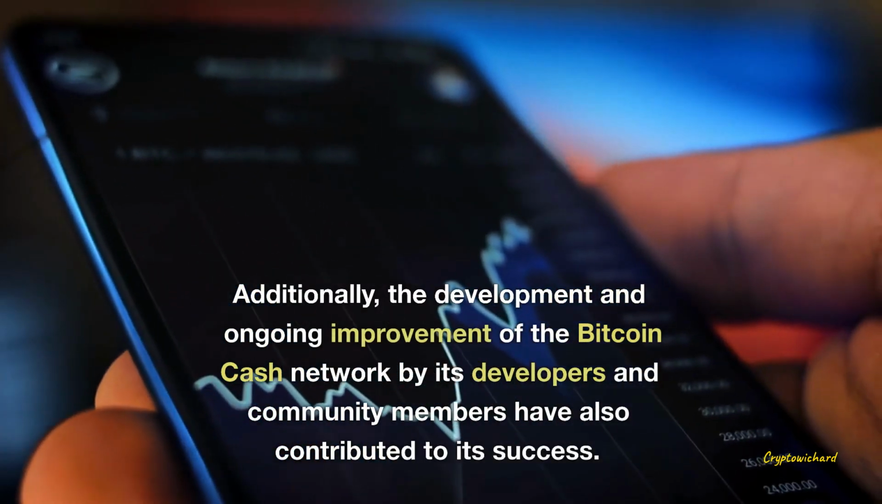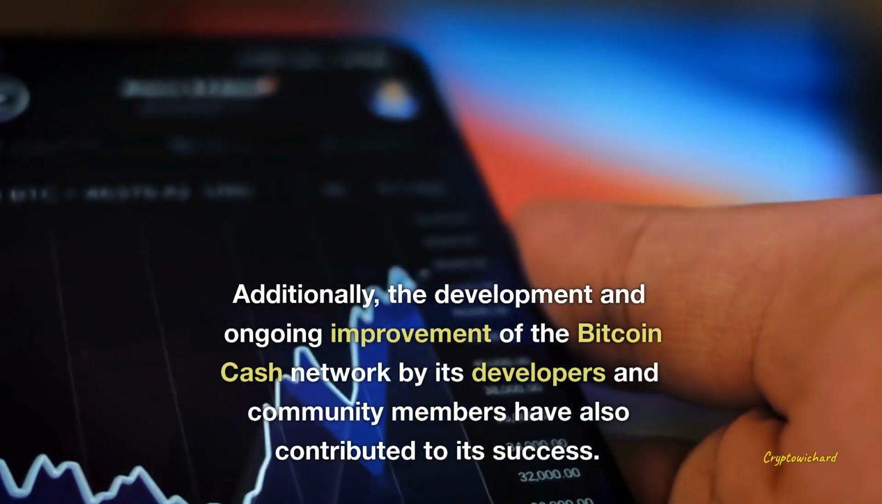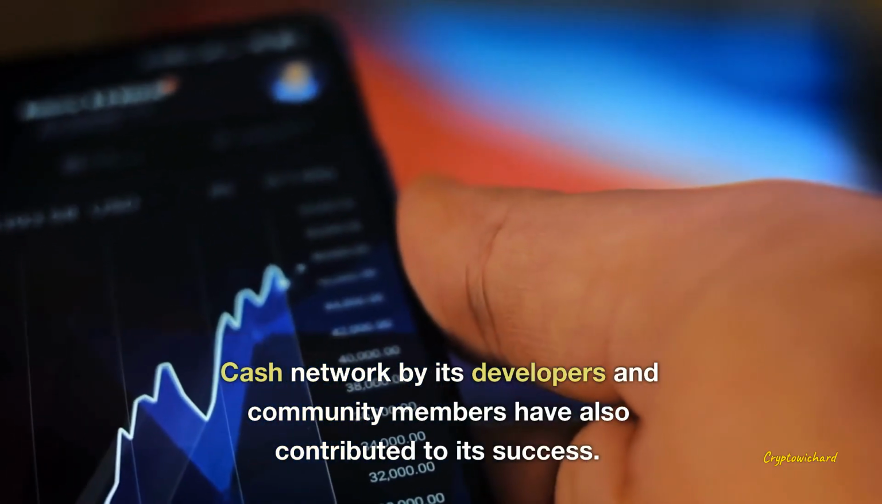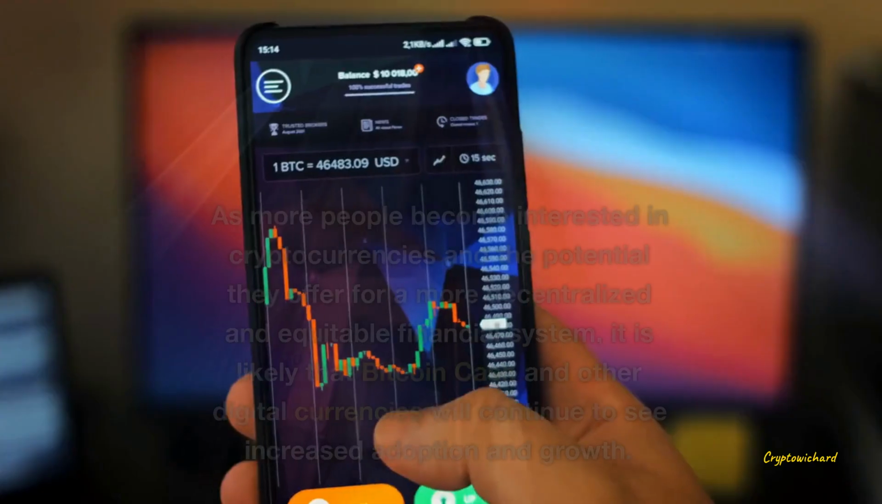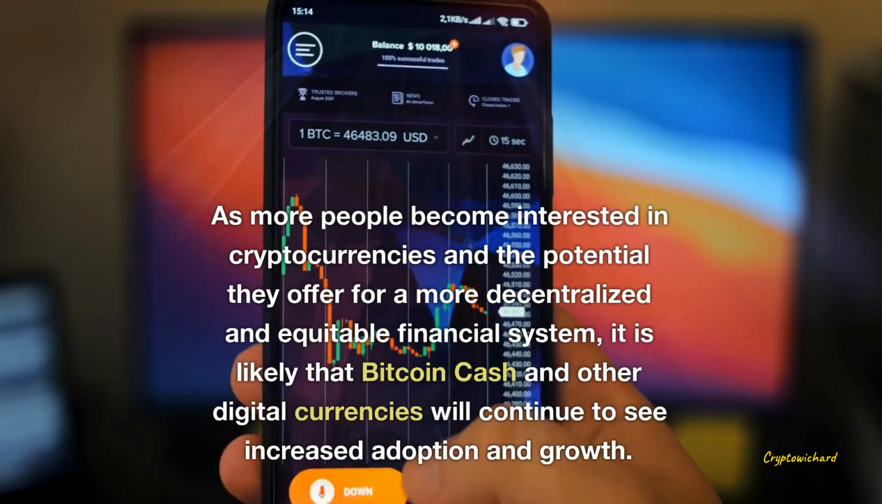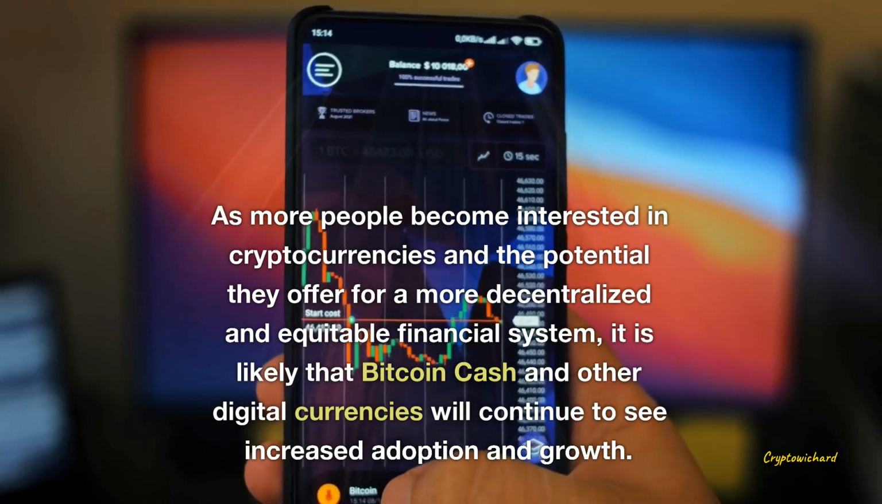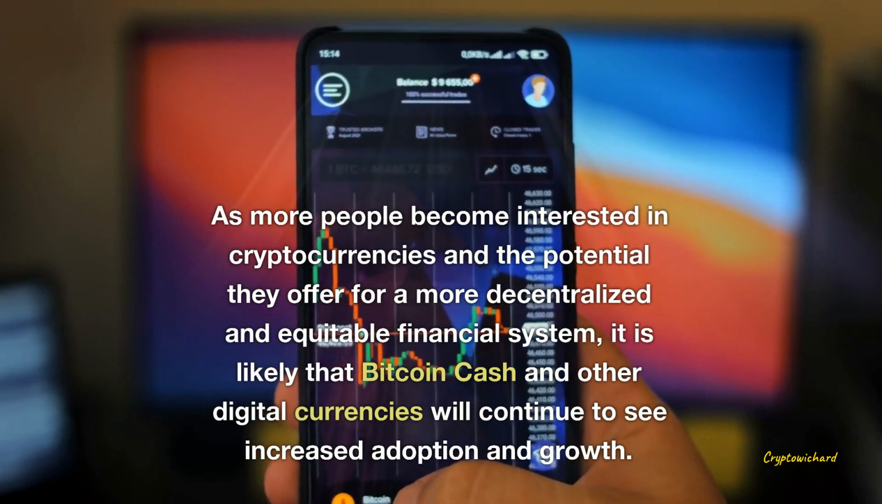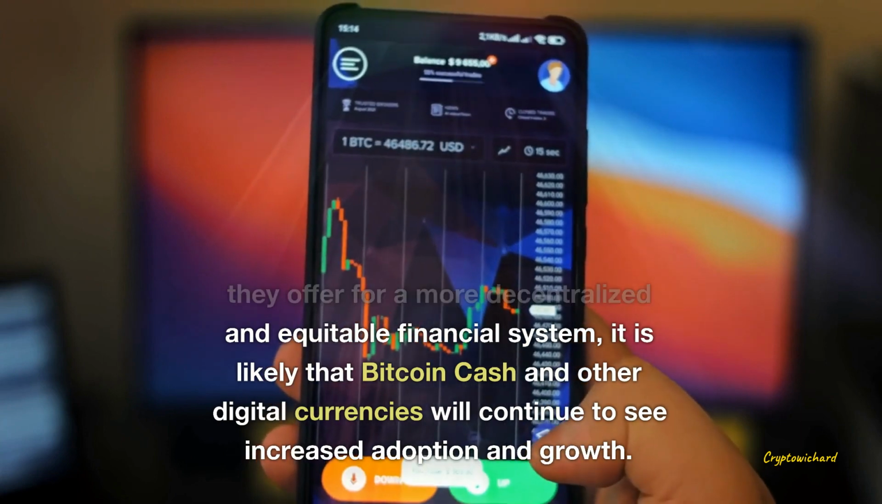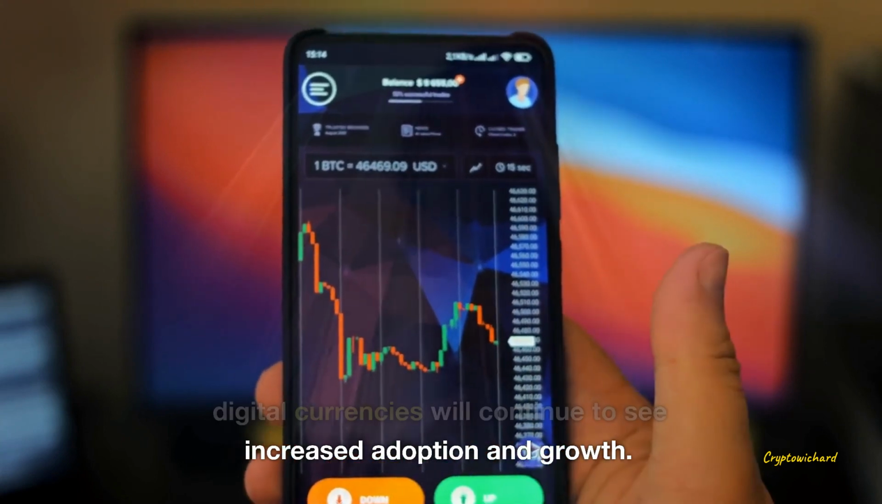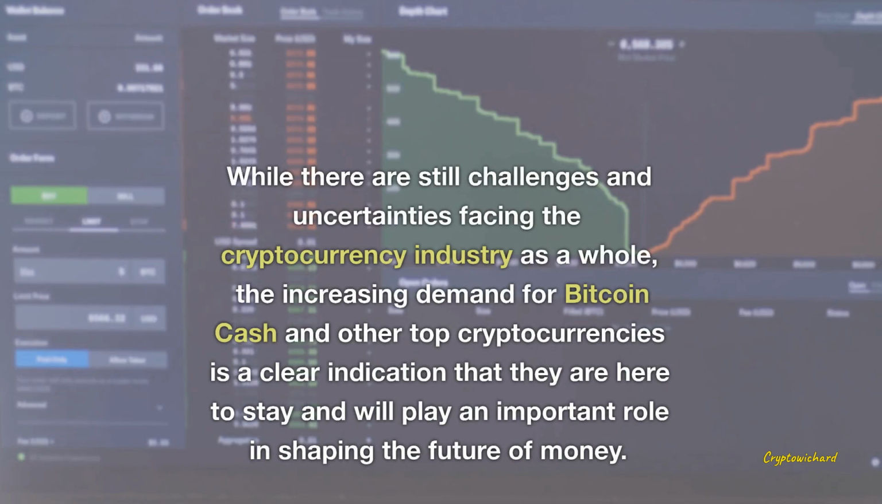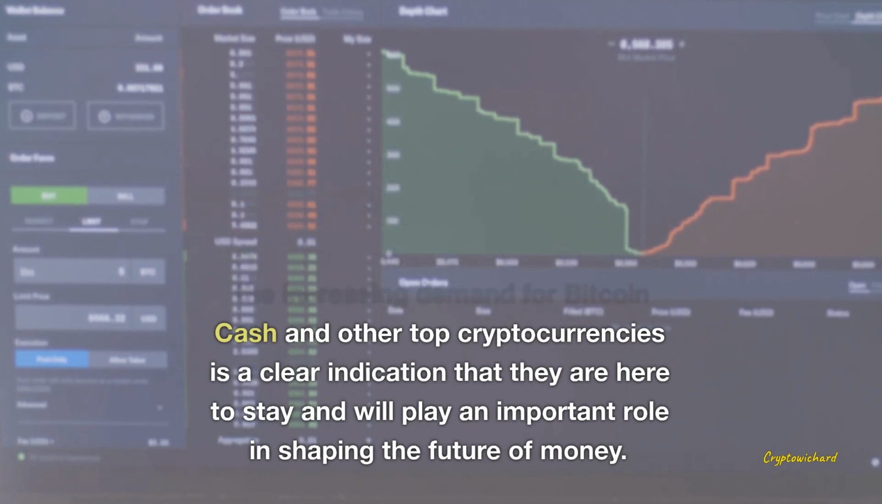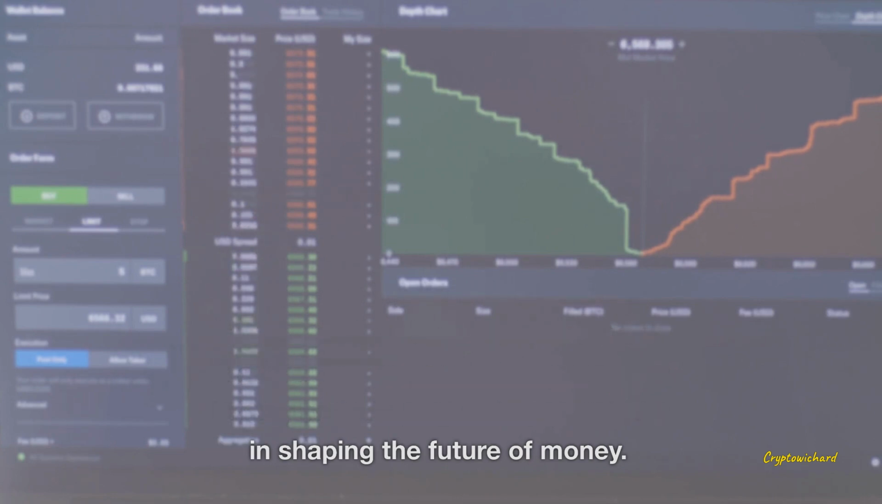Additionally, the development and ongoing improvement of the Bitcoin Cash network by its developers and community members have also contributed to its success. As more people become interested in cryptocurrencies and the potential they offer for a more decentralized and equitable financial system, it is likely that Bitcoin Cash and other digital currencies will continue to see increased adoption and growth. While there are still challenges and uncertainties facing the cryptocurrency industry as a whole, the increasing demand for Bitcoin Cash and other top cryptocurrencies is a clear indication that they are here to stay and will play an important role in shaping the future of money.